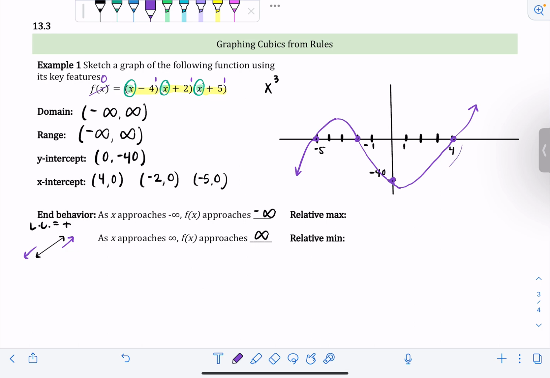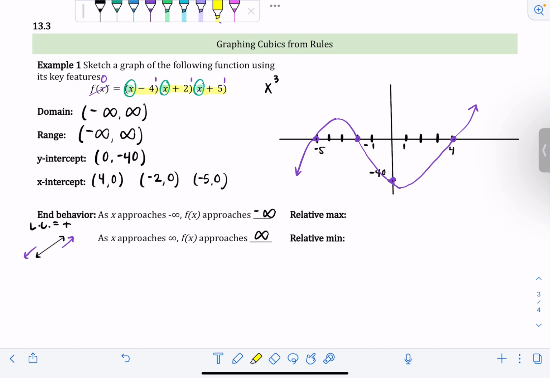And then that links up with my last zero of having to cross through it and match up with my end behavior. If you ever bounce off wrong or have your end behavior wrong, something won't line up. So it's kind of a way of checking your work.